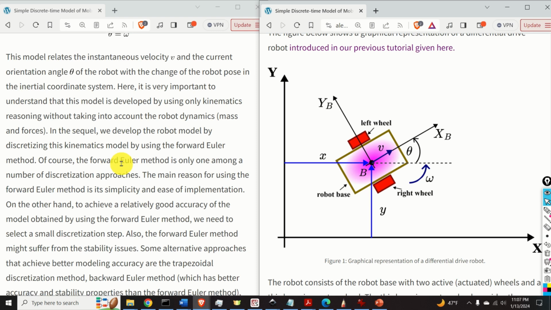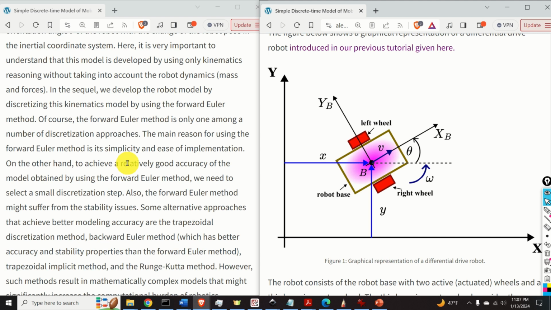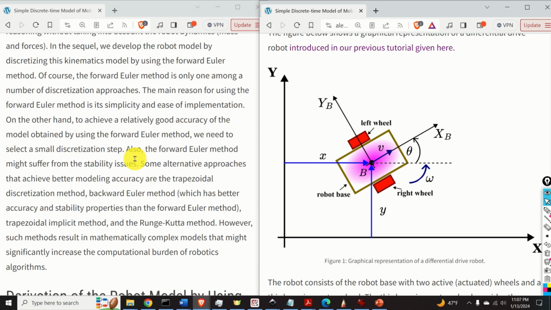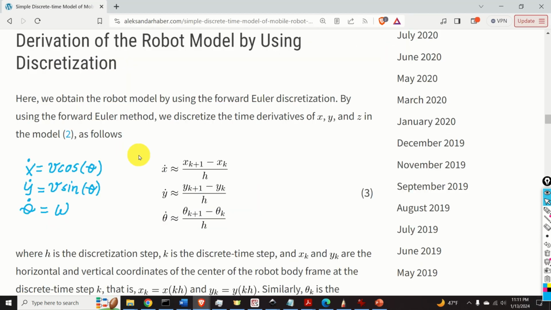Some alternative approaches that achieve better modeling accuracy are the trapezoidal discretization method, backward-Euler method, trapezoidal implicit method, and Runge-Kutta method. However, such methods result in mathematically complex models that might significantly increase the computational burden of robotics algorithms. Let's learn how to use the forward-Euler method to discretize the dynamics.